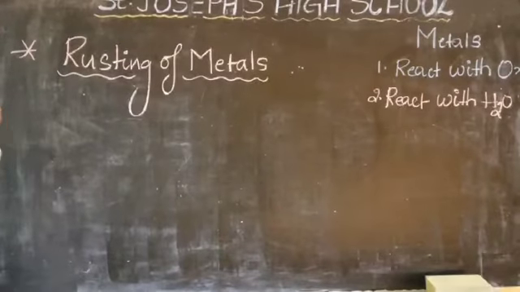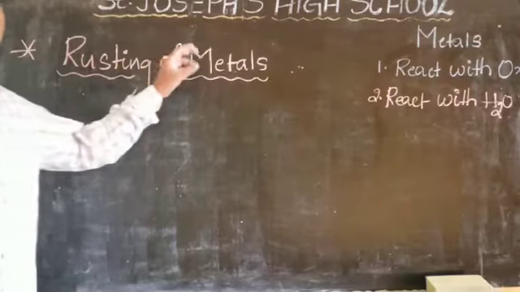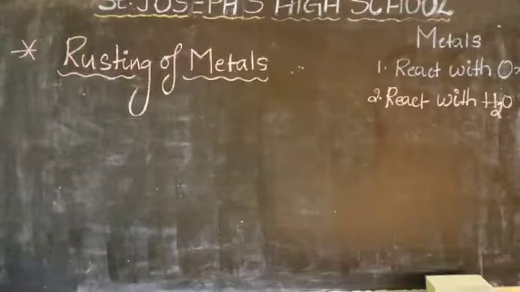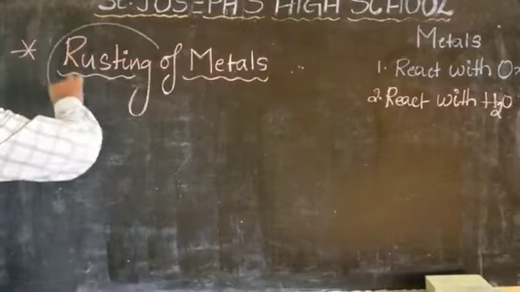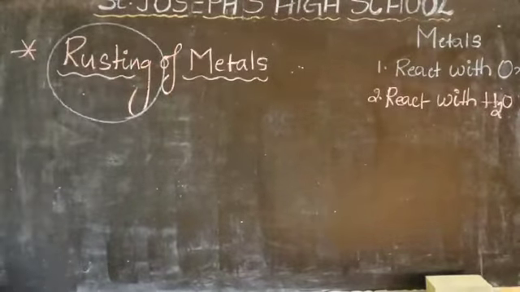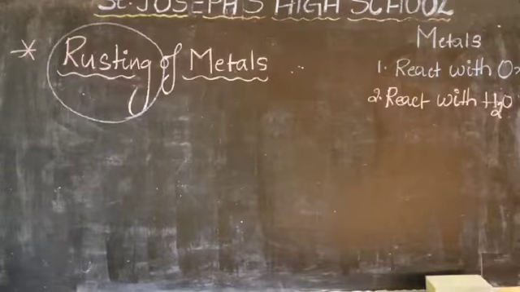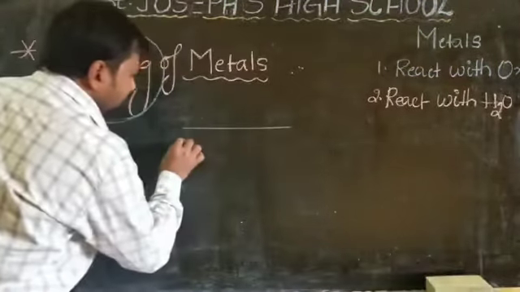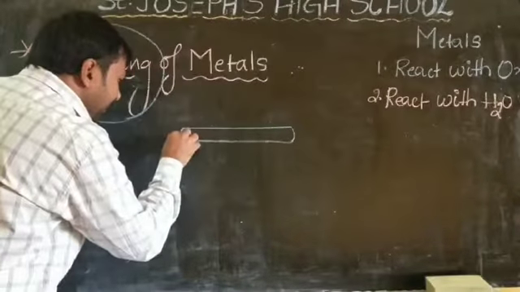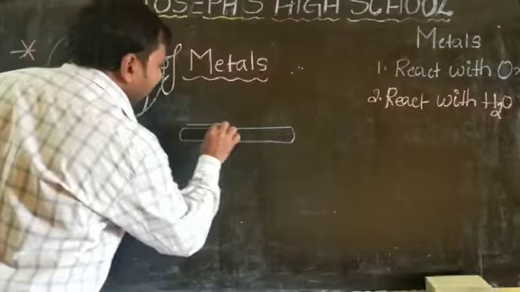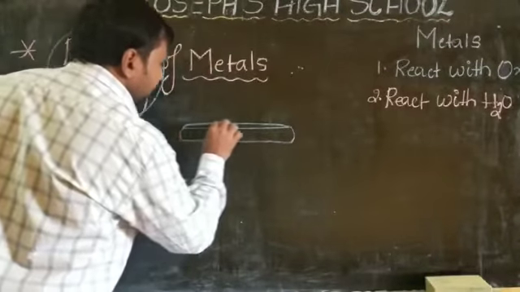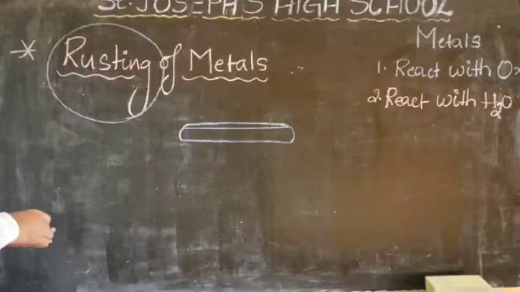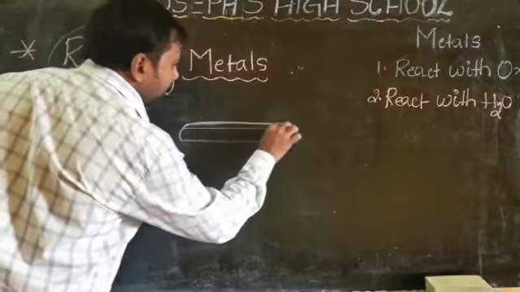Rusting means what? More and more you will learn in the 10th class. Here we will just learn that metals will rust. So what do you mean by rusting? Rusting is simply the process of covering a metal with a metallic oxide. Suppose this is a metal. This metal was covered by a metallic oxide.